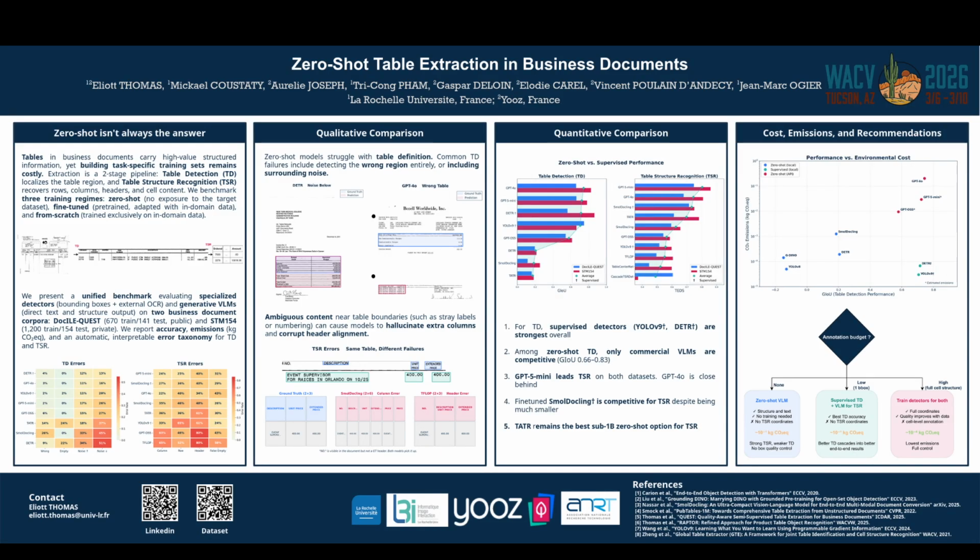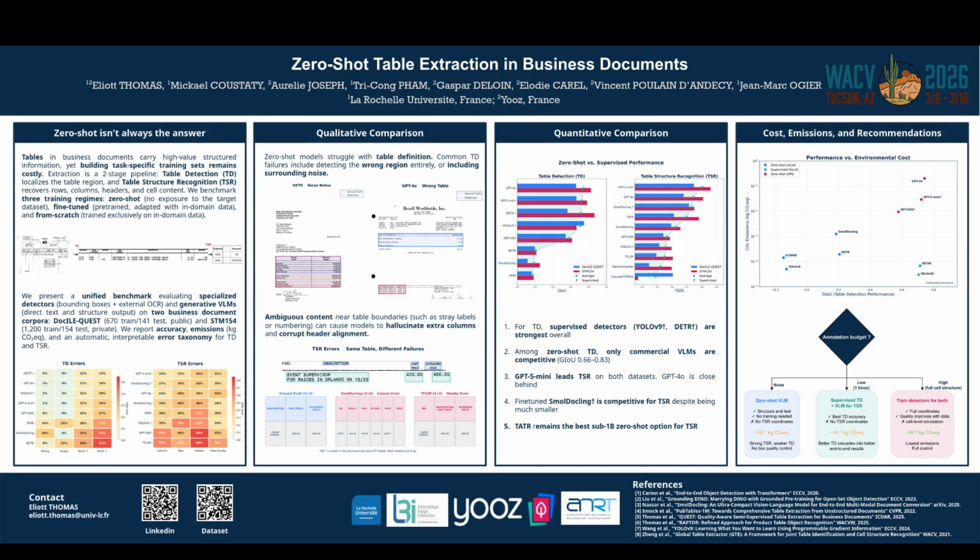Then for the main comparison, on the top left, we have table detection results, and on the right, table structure recognition results with respectively GIoU, generalized IoU, and TEDS metrics. So for table detection, supervised first, YOLO v9 and DETR supervised are quite good, very close to the biggest model. And among zero-shot models, only the commercial VLMs are competitive. The open ones are not usable and not competitive at all.